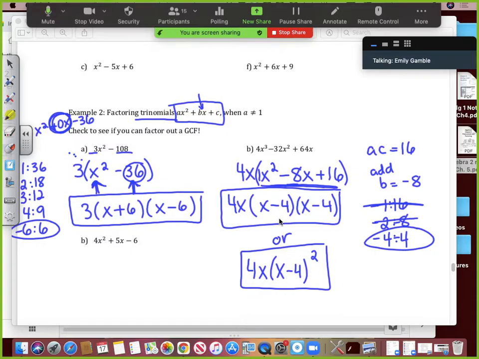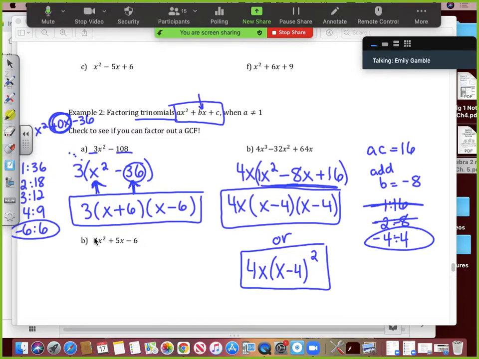So that's how you would factor out a GCF and then factor completely. Looking at the second letter B down here, I'm looking at 4x squared plus 5x minus 6. And just by quickly seeing that, I don't see anything I can take out of all three terms.